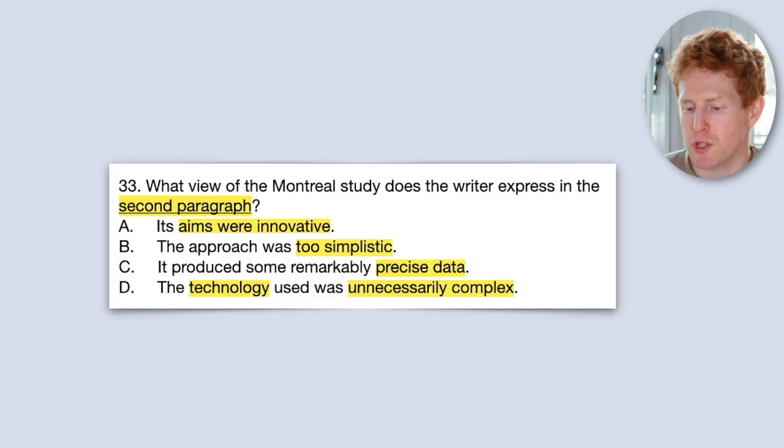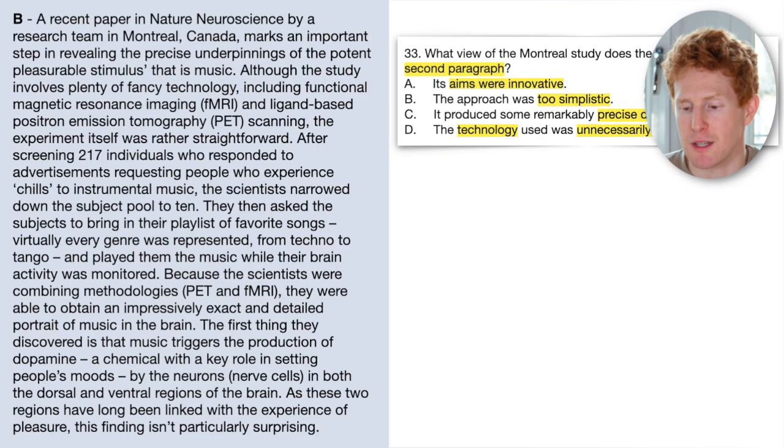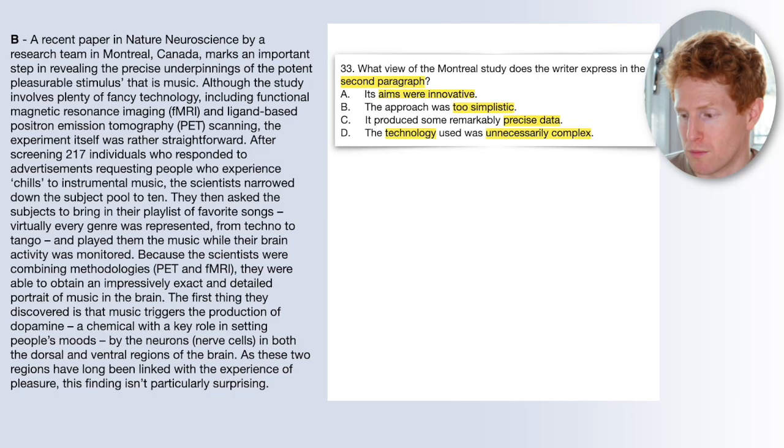C: It produced some remarkably precise data. Remarkably precise means very accurate. Or D: The technology used was unnecessarily complex. Maybe it didn't need to be so complex. Basic technology would have also worked. Okay, we know the answer is in paragraph 2. Let's read this paragraph in detail.